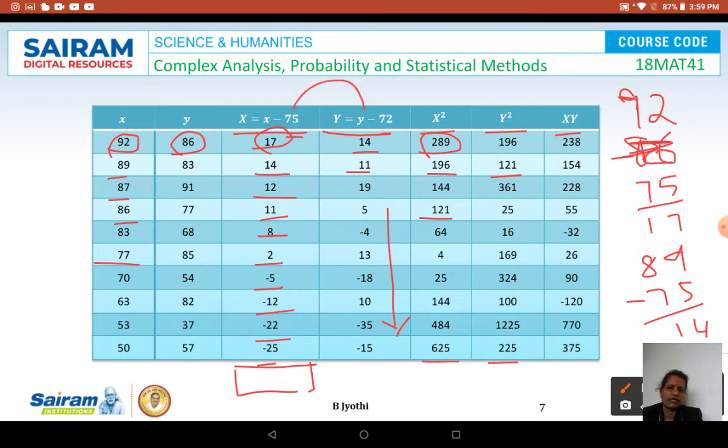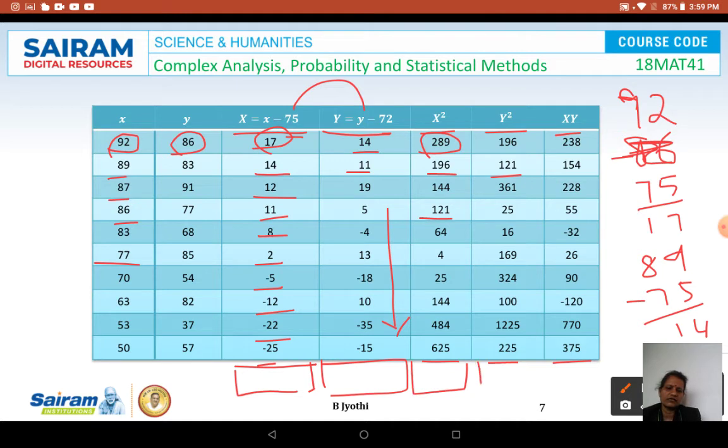Next comes x into y. So multiply these two columns. That is 17 into 14 is 238, and 11 into 14 is 154, and so on. Once we calculate all these, we need to take the sum of these columns.